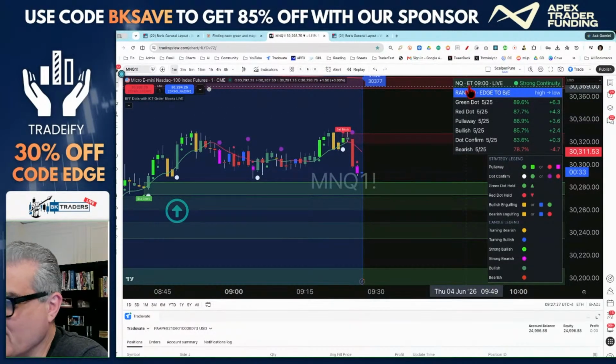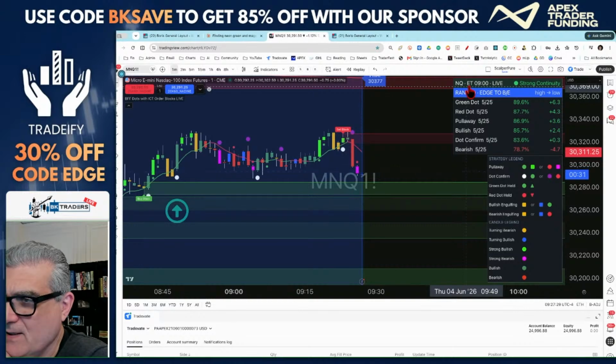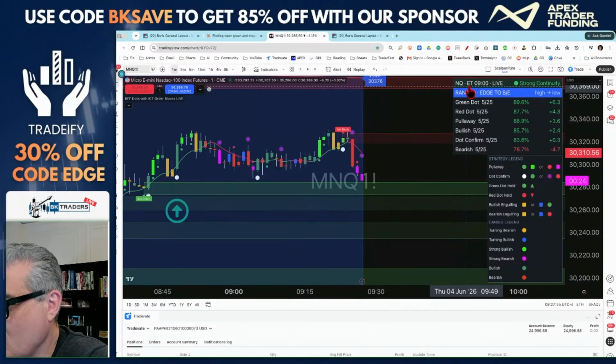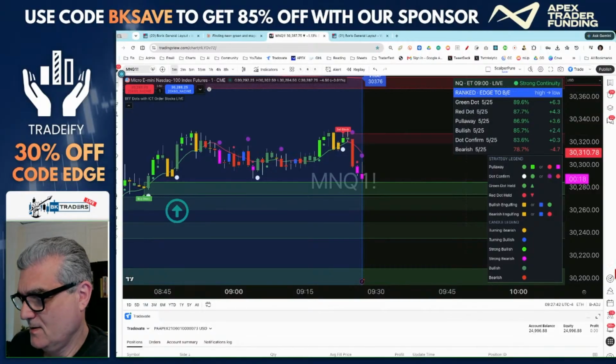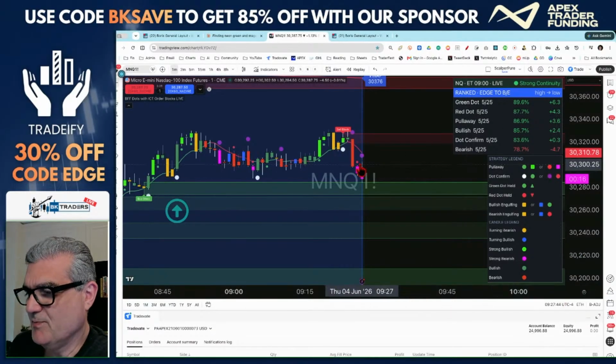I still think we're going to have a pretty negative open. Markets, I think, are fundamentally structured negative here. So we've got 2 minutes to the open.